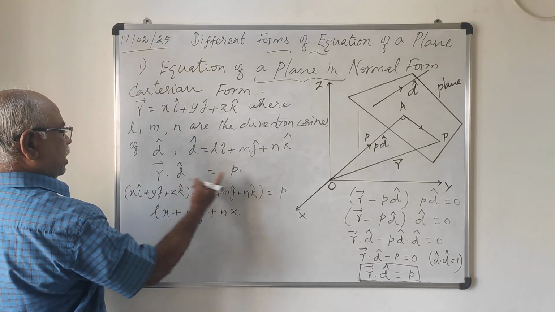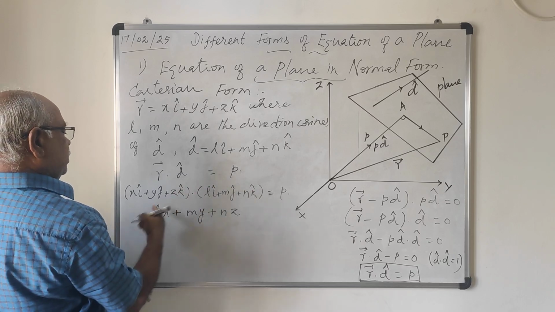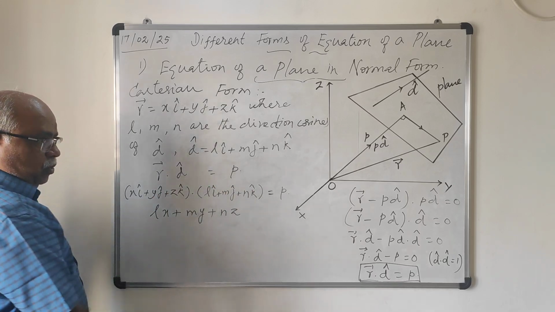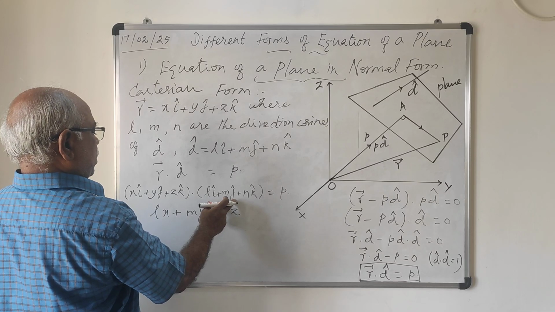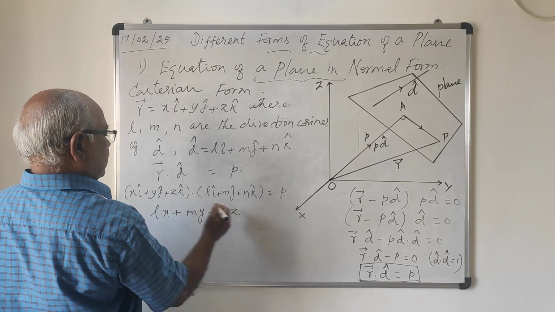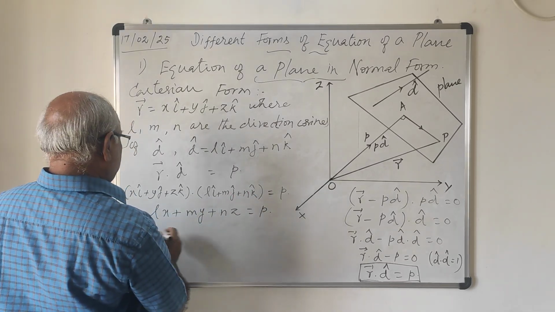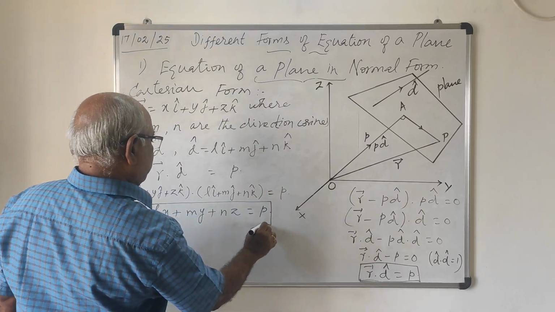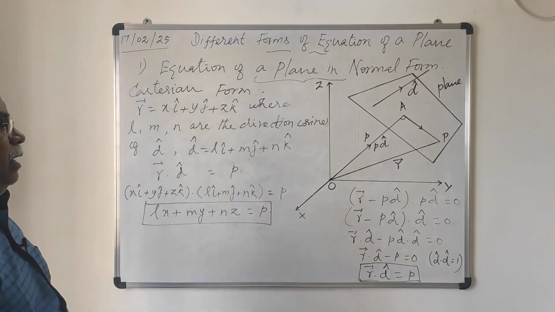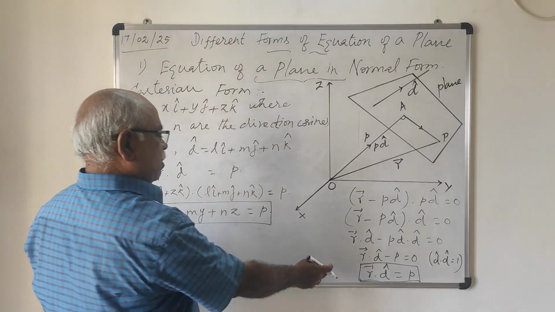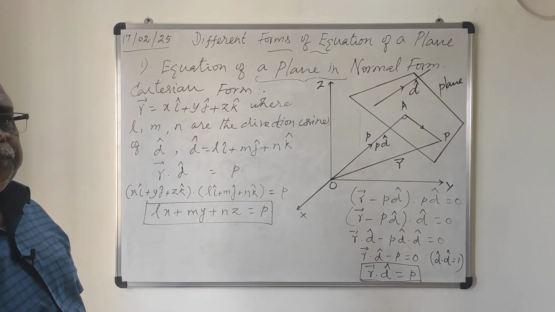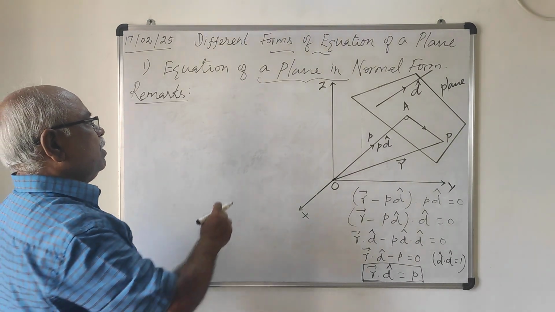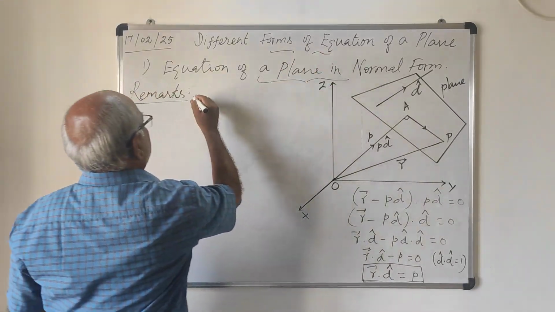i dot j, i dot k are 0, j dot i, j dot k are 0, k dot i and k dot j are 0. You get only i dot i, lx, j dot j, my, plus k dot k, nz equal to p. So this is the Cartesian form of the equation of the plane in normal form. This is the vector form, this is the Cartesian form. Okay?